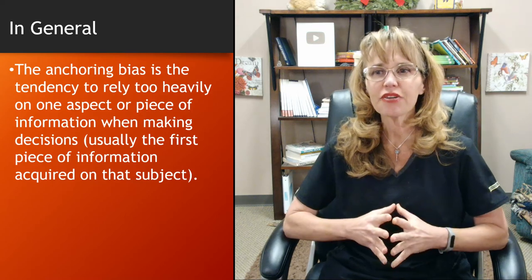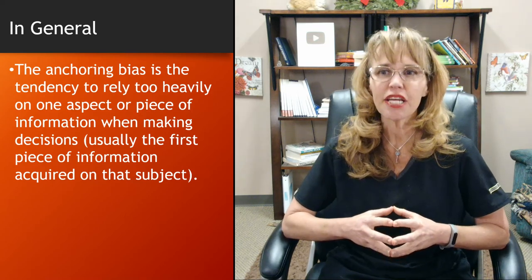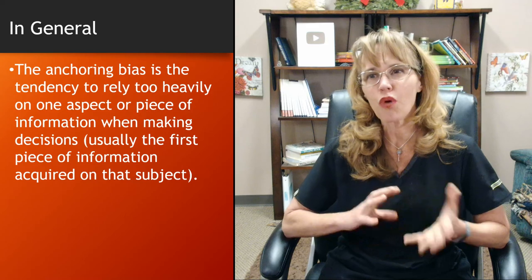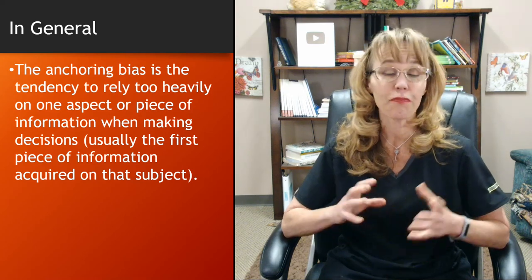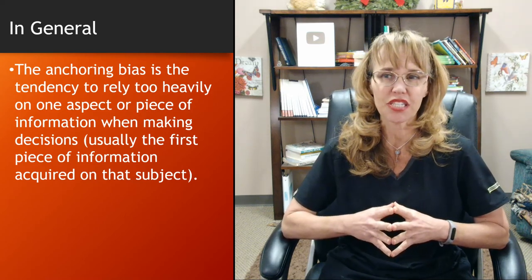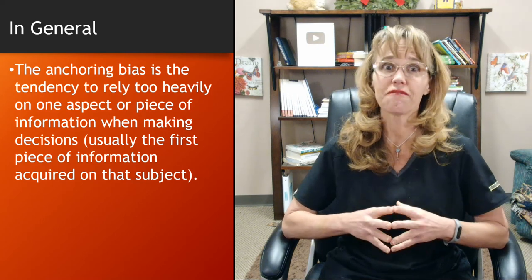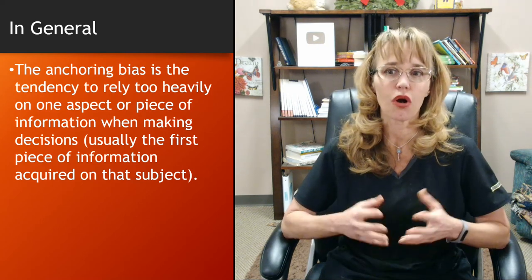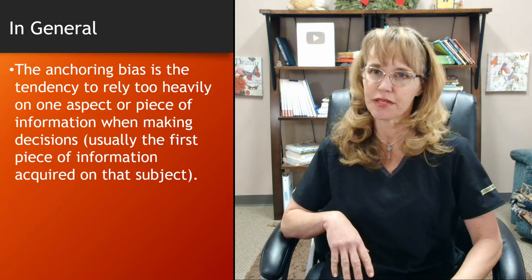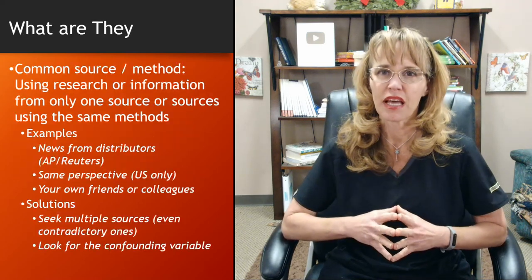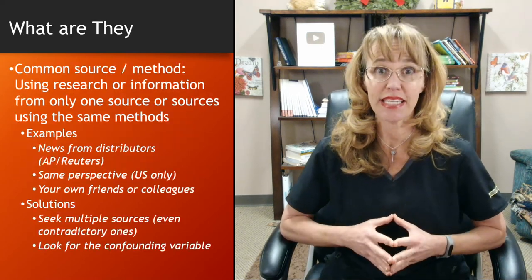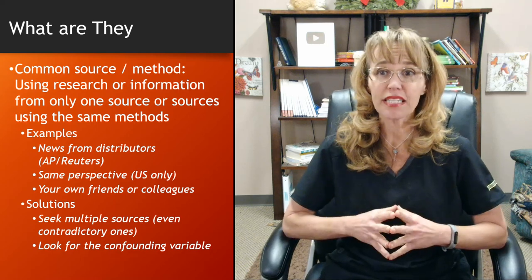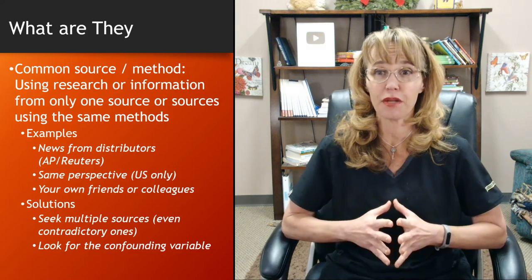In general, the anchoring bias is the tendency to rely too heavily on one aspect of a situation or piece of information when making decisions. Usually, this is the first piece of information acquired on the particular subject. There are several different anchoring biases. The first one we'll talk about is the common source or common method bias.